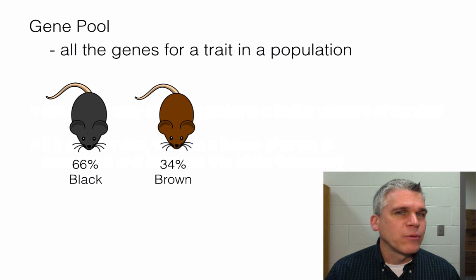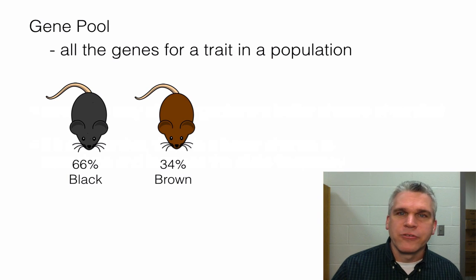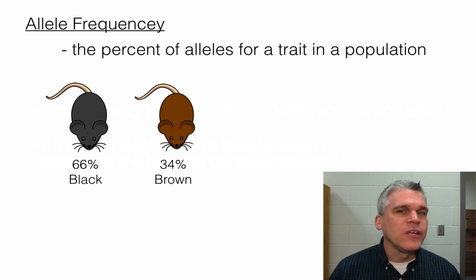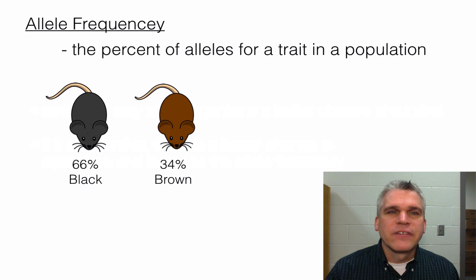Now at first glance we might think, well, that makes sense. Black is a dominant trait, so there'd be more individuals. But what we really want to look at is the allele frequency. This is slightly different than the gene pool. It is the percent of alleles for a trait in a population.